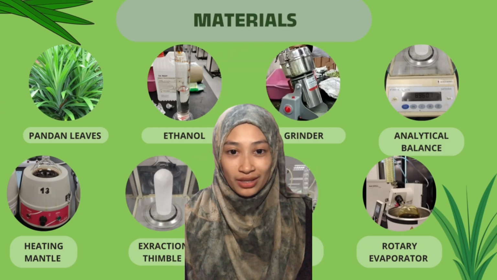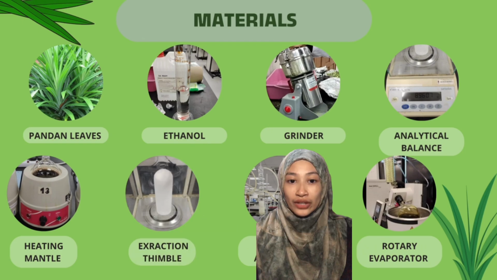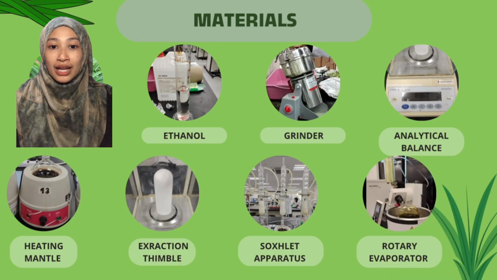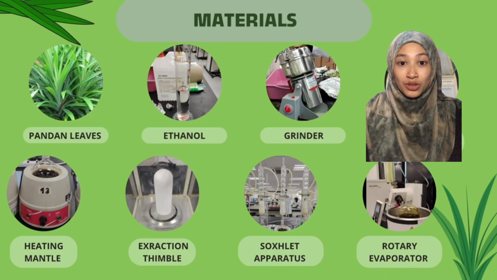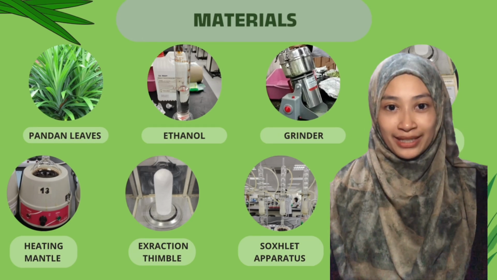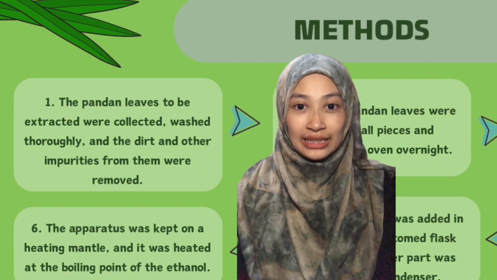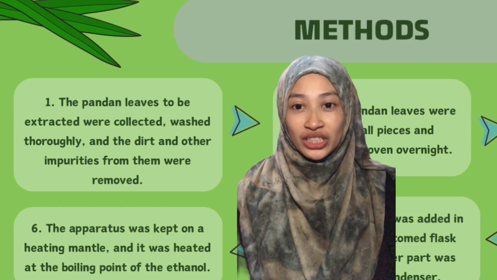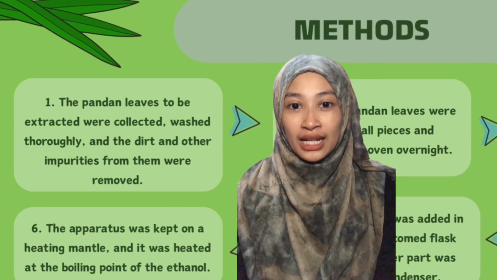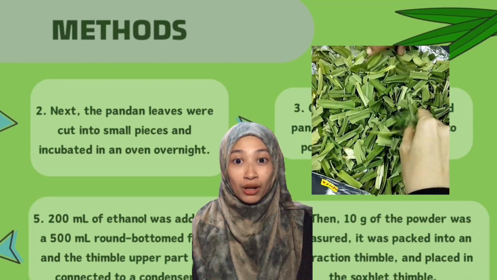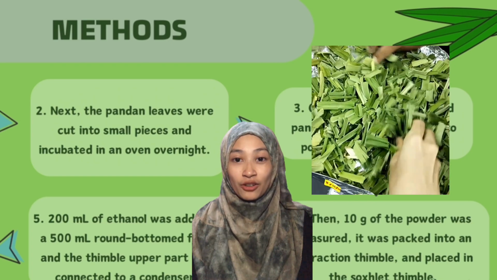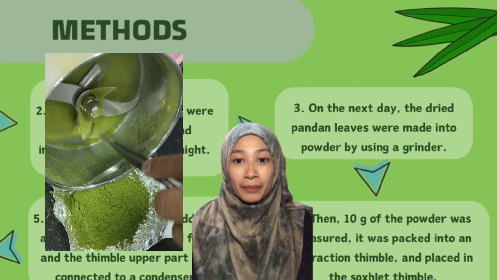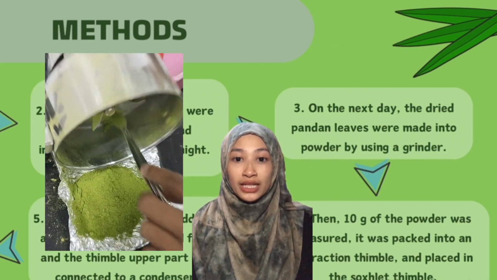For the materials and apparatus, we use pandan leaves, ethanol, grinder, analytical balance, heating mantle, extraction thimble, Soxhlet apparatus, and also rotary evaporator. For the methods, firstly, the pandan leaves to be extracted were collected, washed thoroughly, and dirt and other impurities were removed from them. Next, the pandan leaves were cut into small pieces and incubated in an oven overnight. On the next day, the dried pandan leaves were made into powder using a grinder.